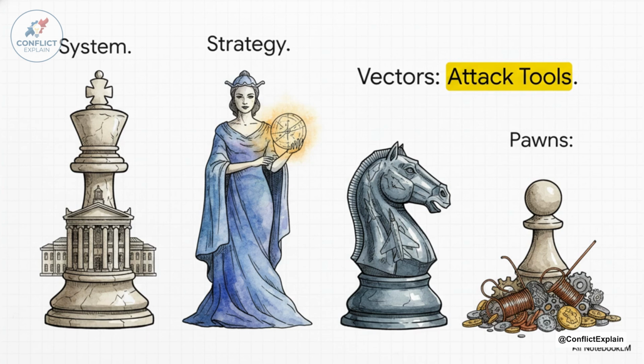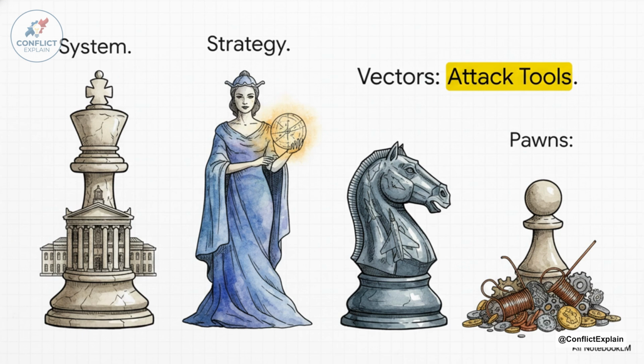Now, the source maps out these grand strategies using a fascinating metaphor, a game of chess. Think of the king as a nation's political system. This is the core foundation that absolutely must be protected, or the game is over. Then you have the queen. That is the grand strategy itself, the most versatile and powerful piece navigating the board. The vectors? Those are your attack tools, the rooks, knights, and bishops, used to actively strike and implement the strategy. These can be military, economic, or even technological.